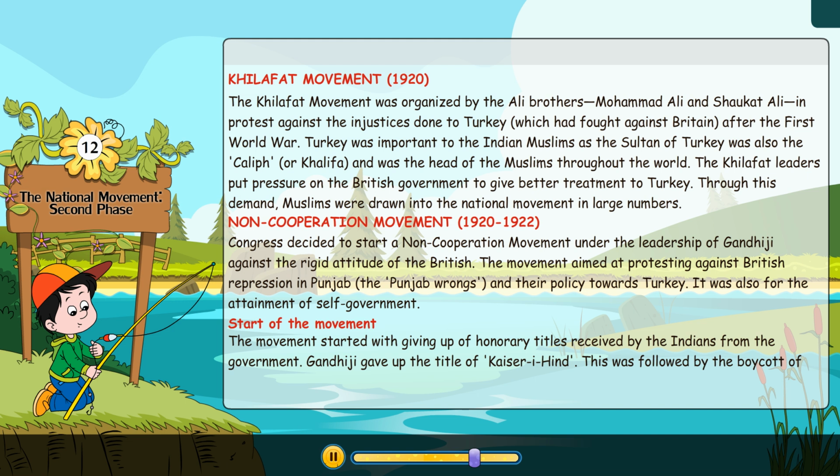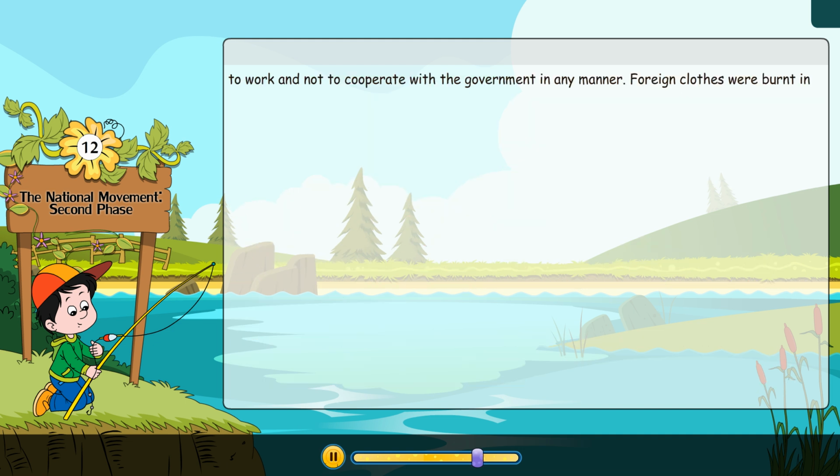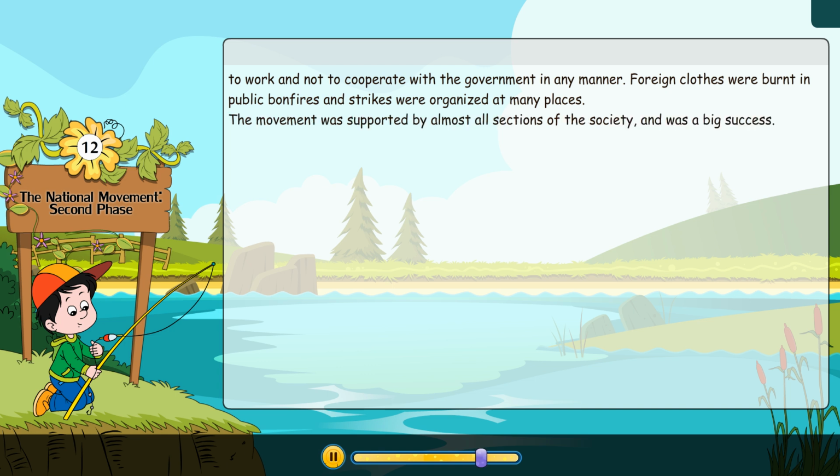This was followed by the boycott of schools, colleges, legislatures, law courts, and elections to the legislatures. People were asked not to work and not to cooperate with the government in any manner. Foreign clothes were burnt in public bonfires and strikes were organized at many places. The movement was supported by almost all sections of the society and was a big success.